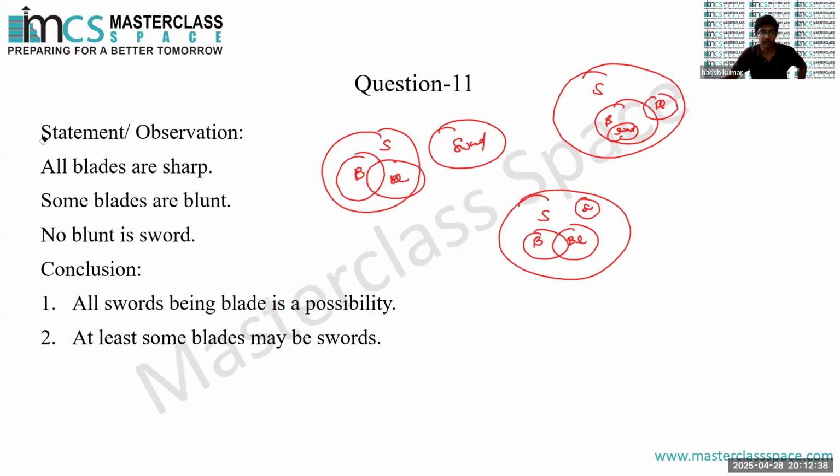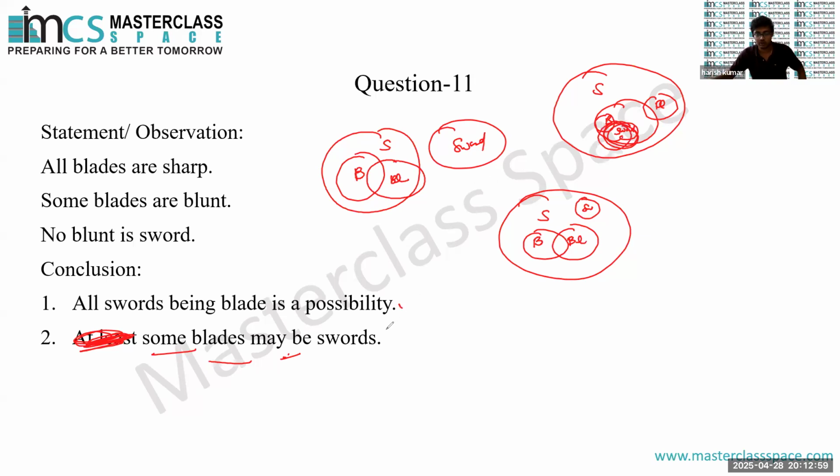So you have to check for only one diagram. Whenever you see "at least", you remove it simply. So this is: some blades may be swords. Is this true? Yes, this is true, because I can find one diagram in which some blades may be swords. So this is also true. So here there are some blades which are swords.